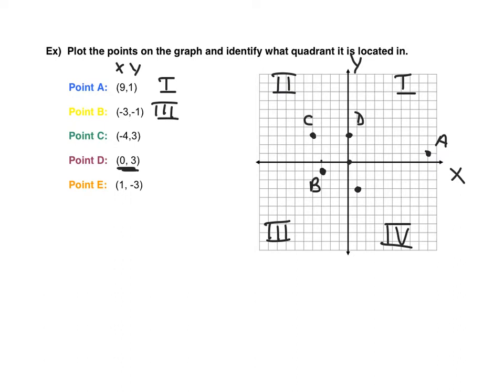Point C would be in the second quadrant. D is not in a quadrant, it is on the y-axis. So if it's on the axis, it is not in a quadrant. And then 1, negative 3, that's point E. That's going to be in the fourth quadrant. Okay, so be able to locate points and what quadrant they are in.